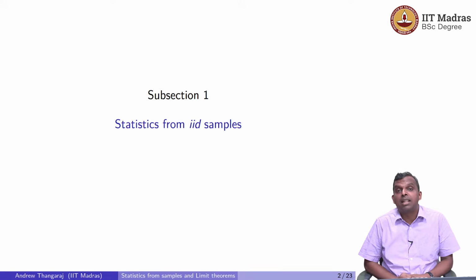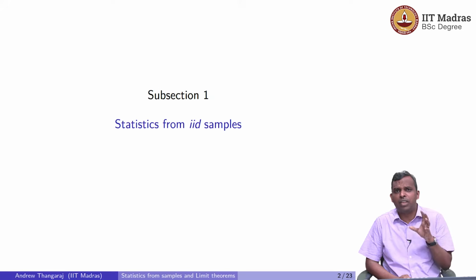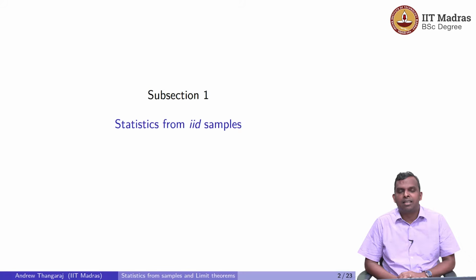So the first one is we're going to start talking about statistics from i.i.d. samples. This notion of i.i.d. samples, independent and identically distributed samples, is very crucial, and we will see how i.i.d. samples are very informative about the underlying statistical phenomenon, underlying random phenomenon. So that's going to be the theme.